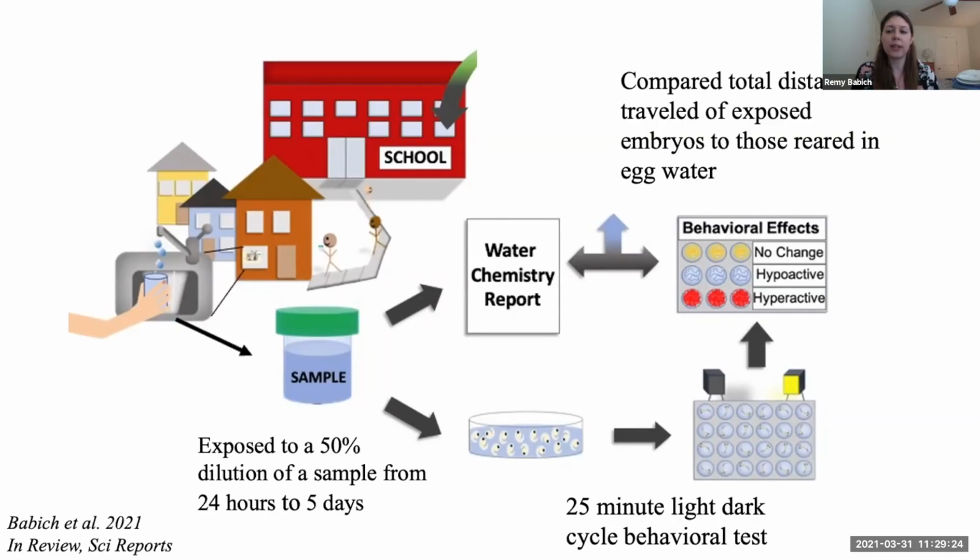This allowed me to identify sample exposures that produced no significant change in total distance traveled compared to our egg water controls, and I'll consider these samples as control-like. Samples that induced hypoactivity, or a decrease in total distance traveled, or samples that induced hyperactivity, or an increase in total distance traveled.